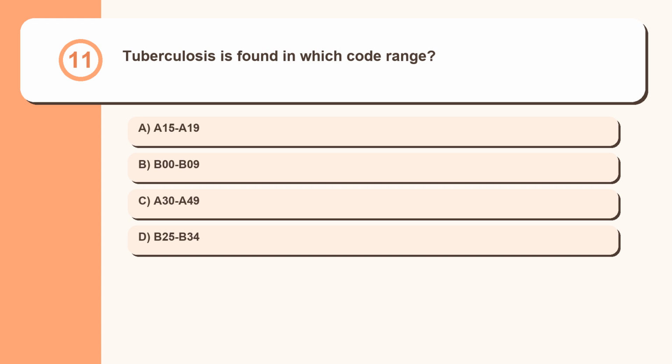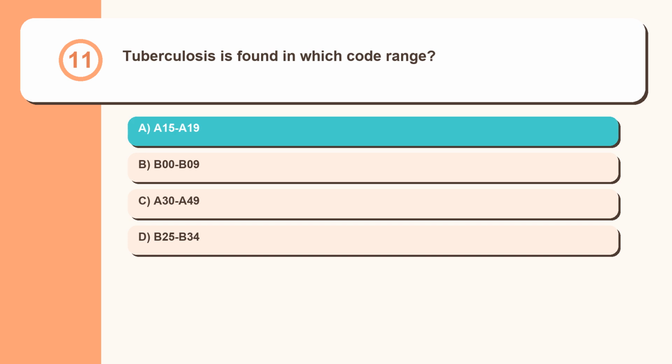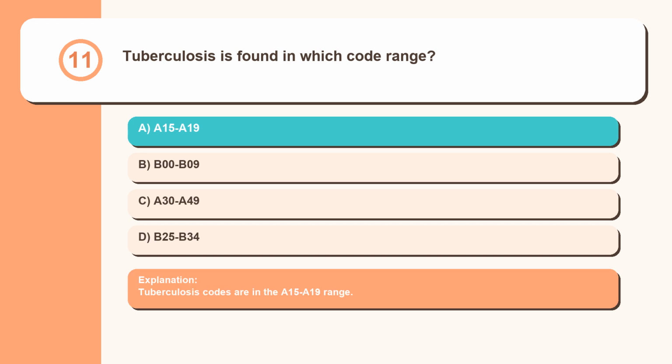Question 11. Tuberculosis is found in which code range? A15-A19, B00-B09, A30-A49, B25-B34. Tuberculosis codes are in the A15-A19 range.